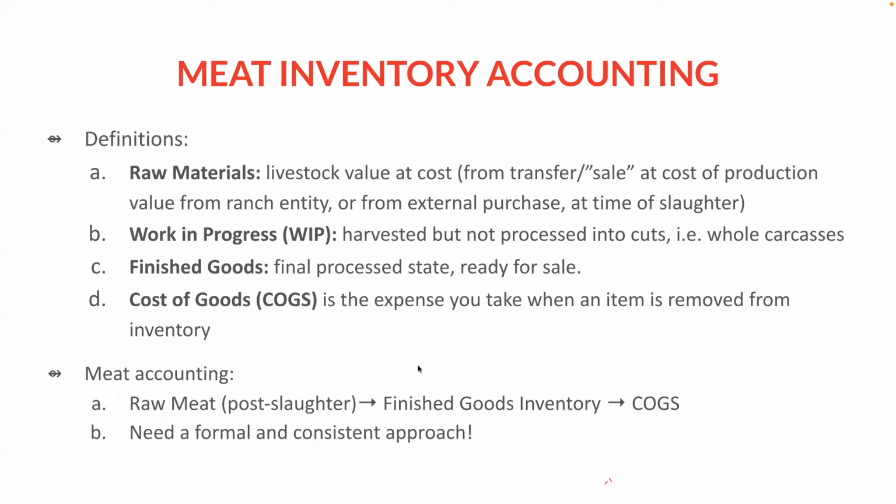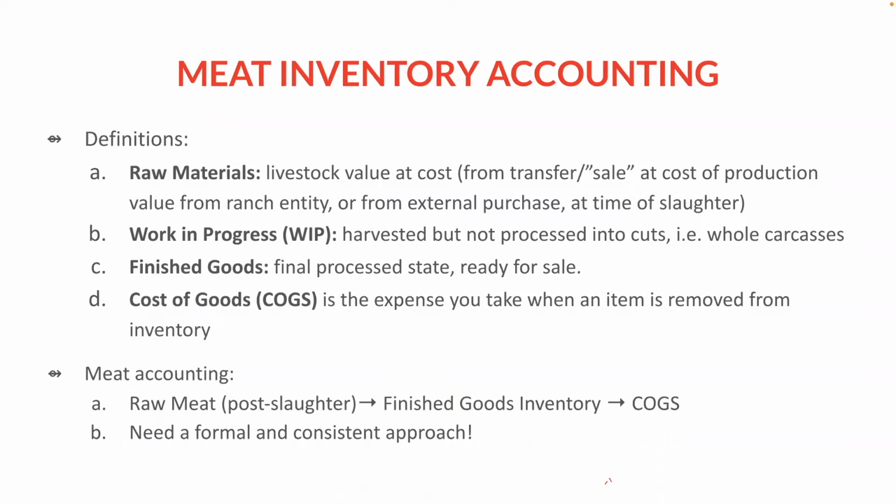It's everything that we talked about up until now. Raw materials, work in progress, and finished goods are sitting on your balance sheet, because that is your inventory. And the cost of goods is sitting on your profit and loss statement, and that becomes an expense when there's a sale of that item, so that it offsets the sale, and that's how you get your margins. So meat accounting is basically talking about from raw material to finished goods to COGS.